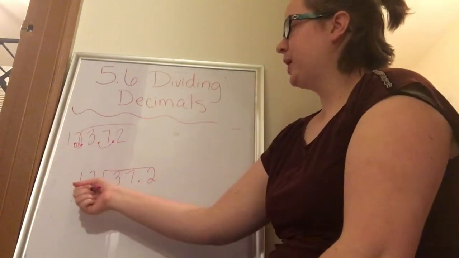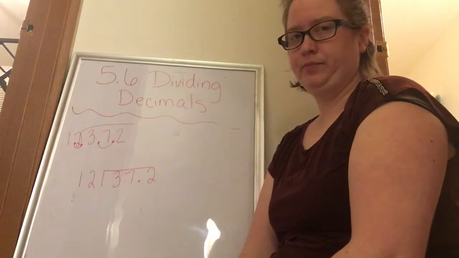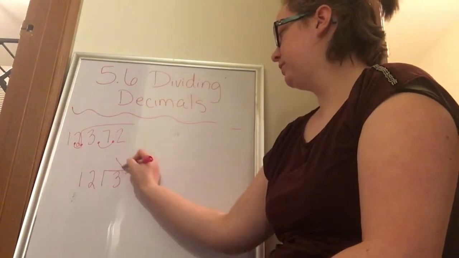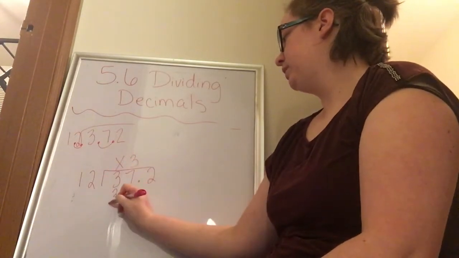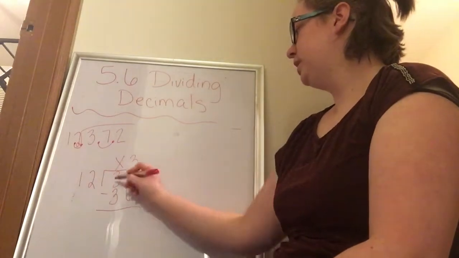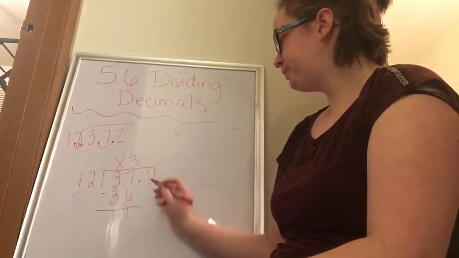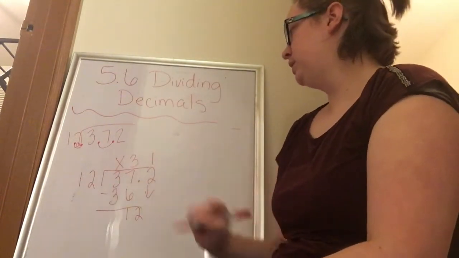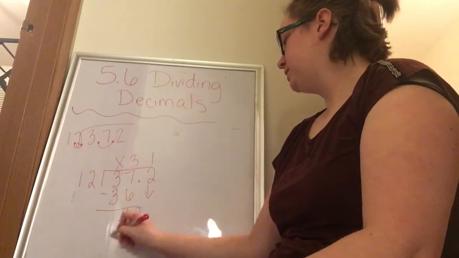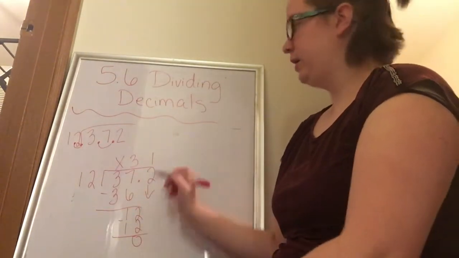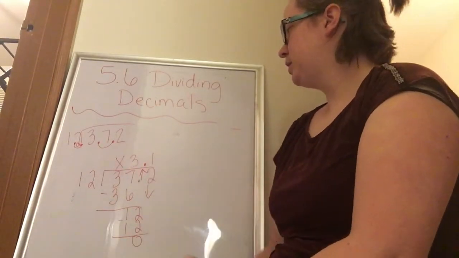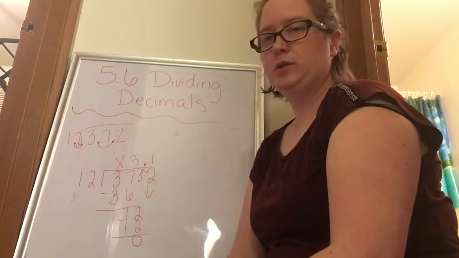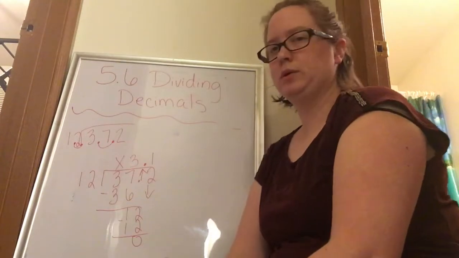Okay? So now, how many times does 12 go into 37? Well, it goes into 37 3 times, because it doesn't go into the 3. 3 times 12 is 36. Subtract. 37 minus 36 is 1. We bring down the 2. 12 goes into 12 one time. 1 times 12 is 12. Subtract, we get 0. We have no more numbers, so we're done dividing. And we bring up our decimal. So we get 3 1 tenth. So that means that 3 72 hundredths divided by 1 2 tenths is 3 1 tenth.